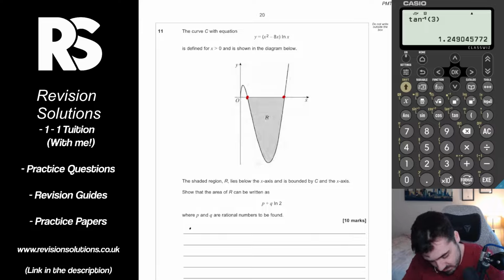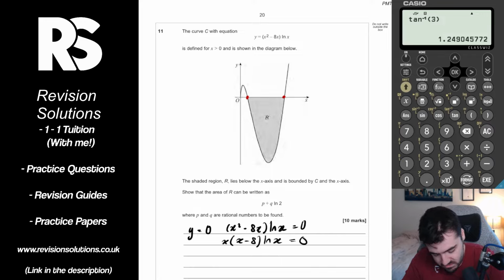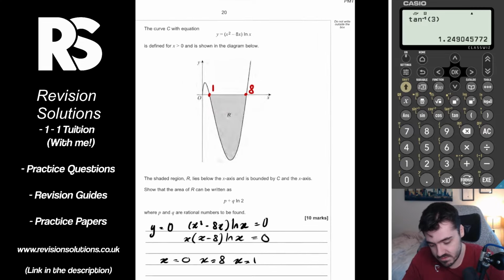So first job is solve for y equals 0. That would leave us with x squared minus 8x, times the natural log of x. That's important. And you'll notice that can be further factorized. So x, then x minus 8, then the natural log of x equals 0. That gives us 3 solutions. So x can equal 0 from the first factor, x can equal 8 from the middle factor, and x can equal 1 from the last factor. So the guys we're after would be 1 and 8. So now we just have our job to integrate this.